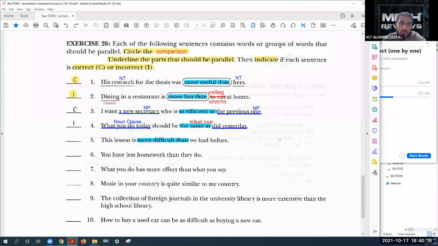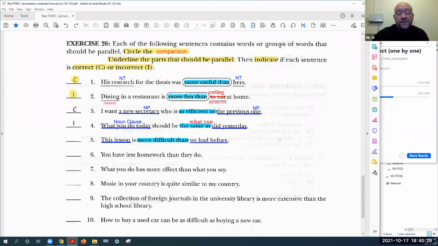Okay, then the structure, the lesson we had before. And what is the verb? What is the structure on the left side? Noun thing. And what is the structure on the right?